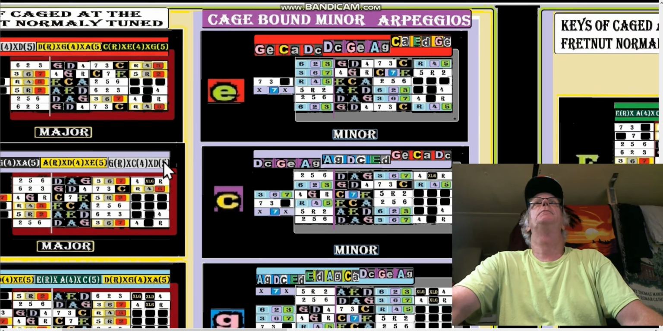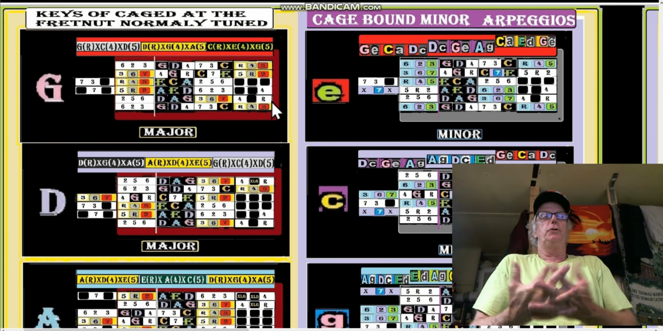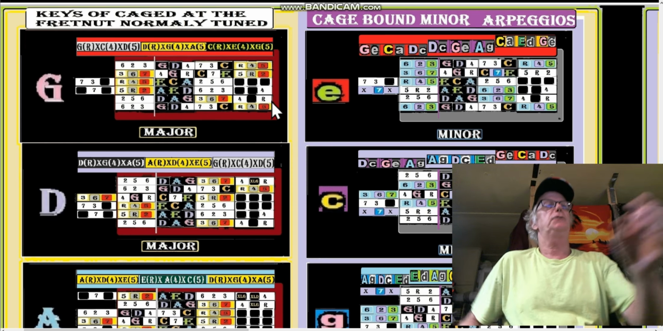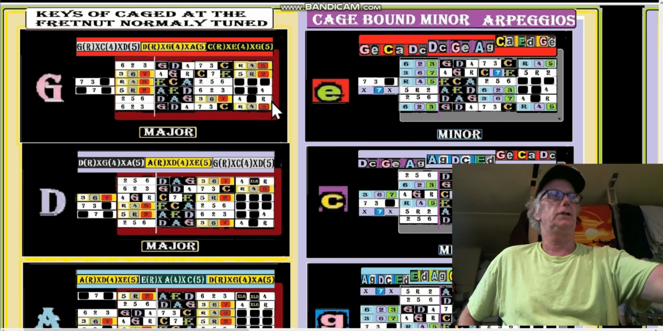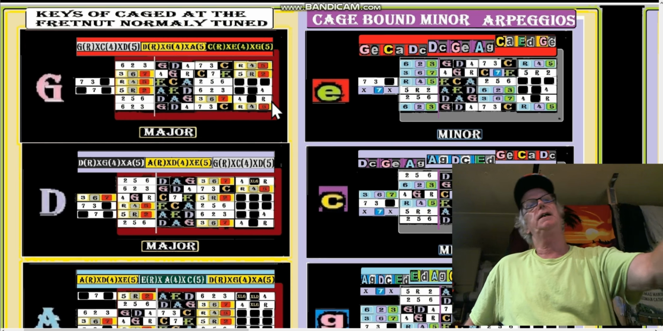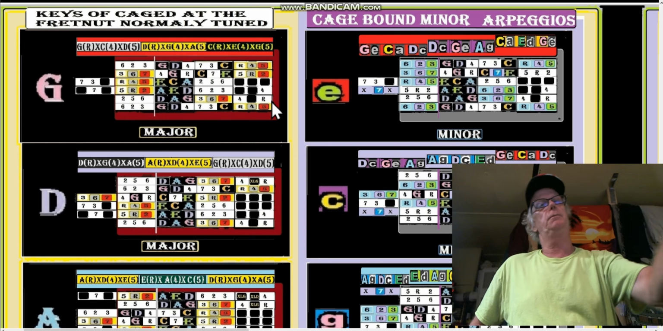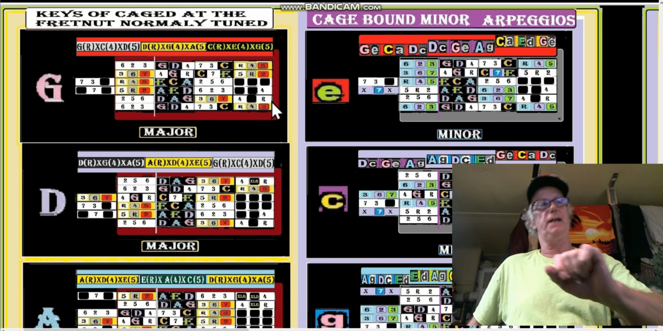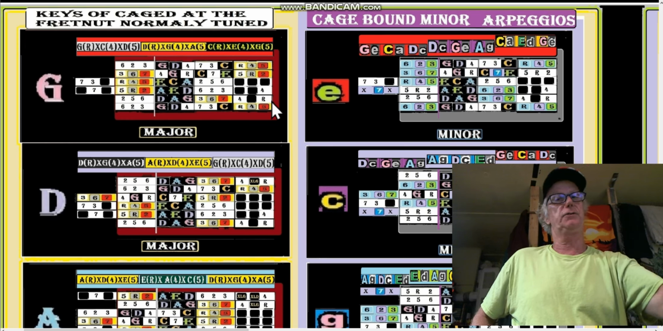Now we talk about the minors. So the modal rule with CAGED, what is CAGED? C, A, G, E, D. Cage backwards: D, E, G, A, C. So when we go up the modal scale, if we want to start on the caged, want to start?